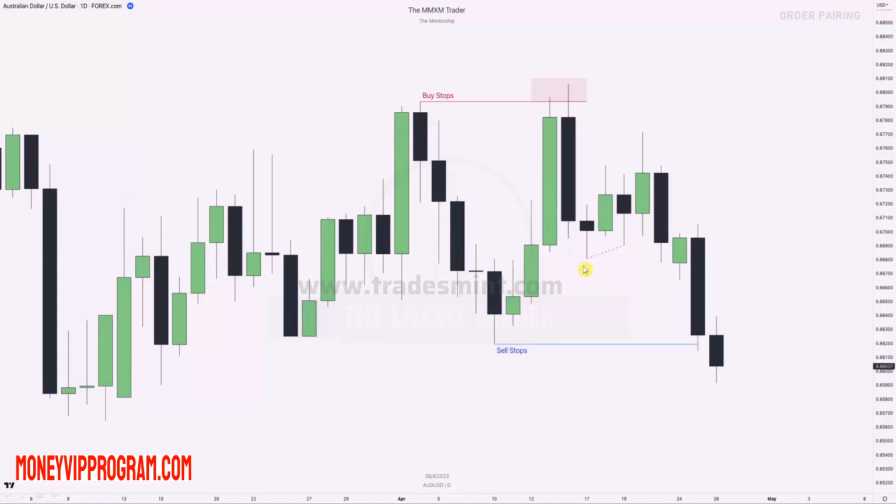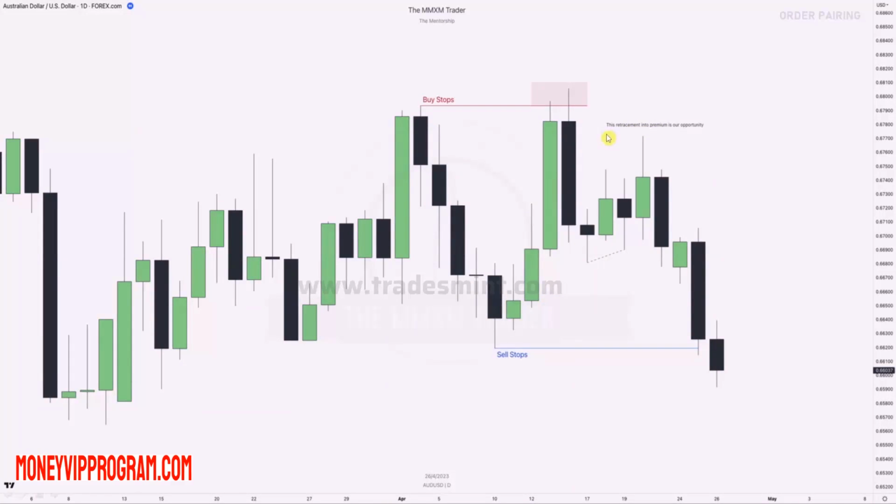The algorithm will continuously engineer liquidity to pair more orders up to continue lower. Now where do we get in if we want to participate in this move down, we want to be in a premium level, right? So we need to dive into a lower time frame so we can see more structure, because this is the daily chart, right? So we have a more clear picture if we go into a 1 hour chart. And in the 1 hour chart, we will see this retracement into premium as our opportunity.